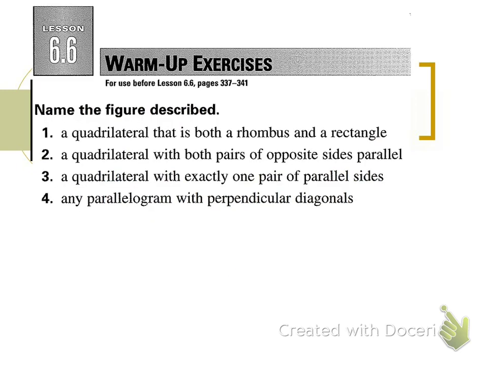For our warm-up, name the figure described. A quadrilateral that is both a rhombus and a rectangle. A square is both a rhombus and a rectangle. A quadrilateral with both pairs of opposite sides parallel. A parallelogram. So if we don't know anything other than that, the most specific that we can be would be to say parallelogram, which I did not give myself enough room to write.